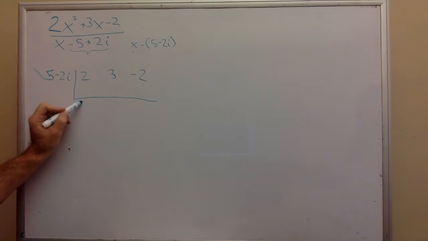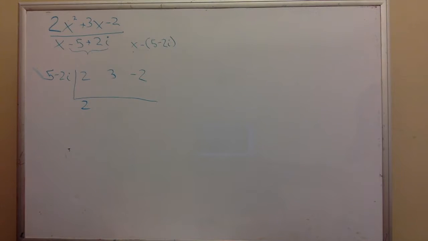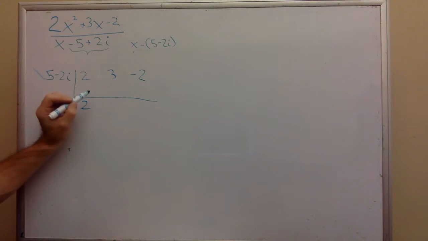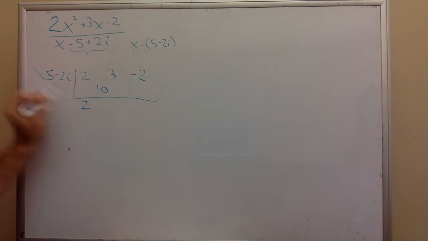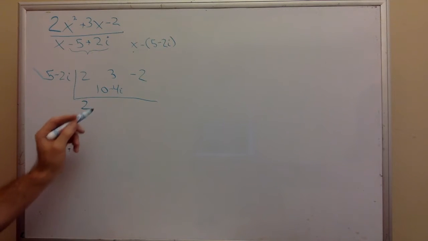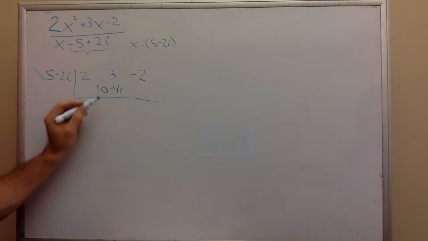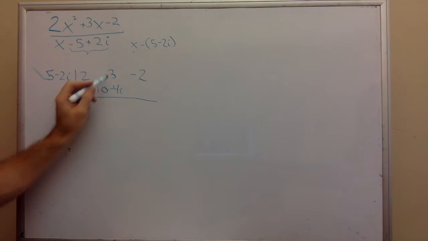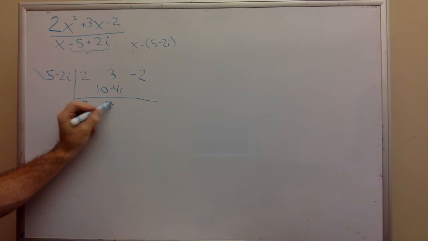Alright, so again, drop just like usual. Now I multiply. 2 times this is just 10 minus 4i. Then when we multiply, we multiply the real and the imaginary part. When I add the real parts and the imaginary parts, here 13, and it's 0i, so minus 4i.